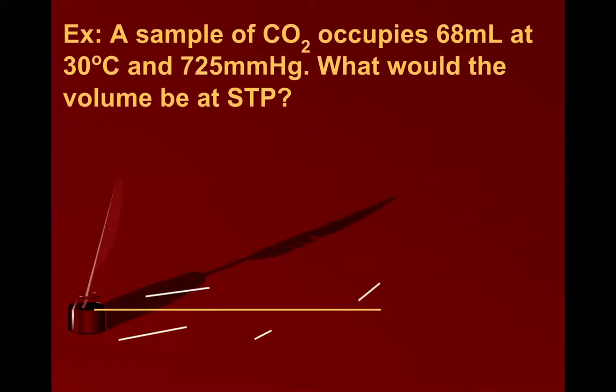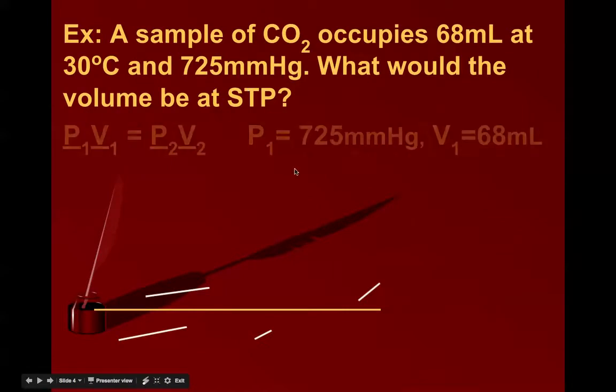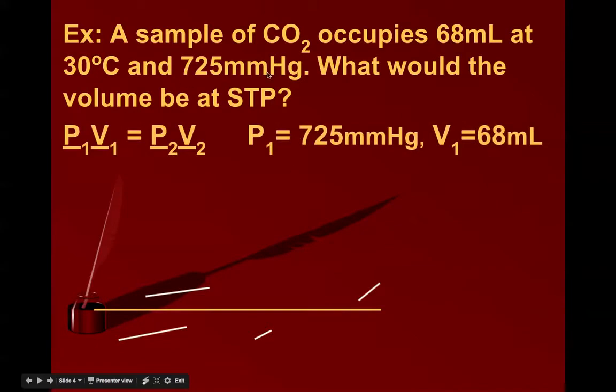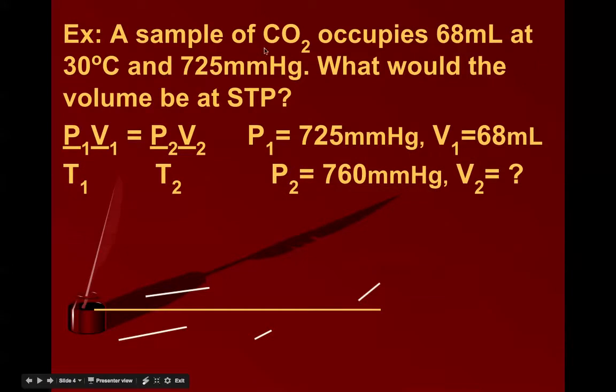For example, a sample of carbon dioxide occupies 68 milliliters at 30 degrees Celsius and 725 millimeters of mercury. What would the volume be at STP? So let's take a look at our list. P1, 725 millimeters of mercury. V1, 68 milliliters. Now, our new pressure, I don't see one, but remember, STP means standard temperature and pressure.